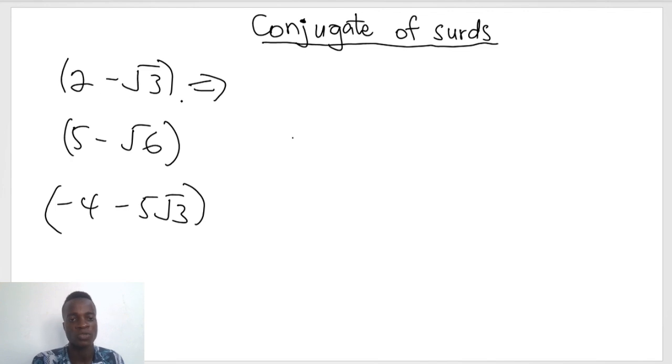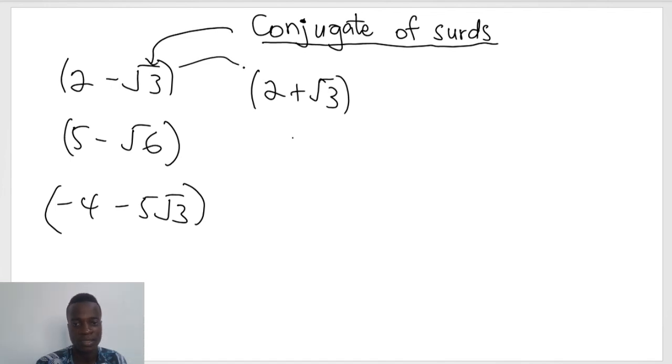So 2 minus root 3. If you find the conjugate of this, you just change the middle sign. If it is plus, change it to minus. If it's minus, change it to plus. That's all. So at the end of the day, we have 2 plus root 3. This is the conjugate of this one. So the question is find the conjugate of this set. The conjugate of this set is this. That's the answer. But I'm just going ahead to multiply so that we confirm that we are going to have a whole number at the end of the day.